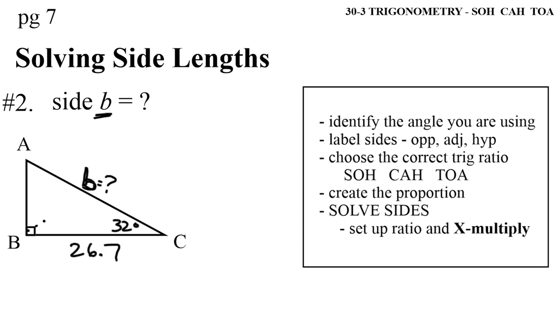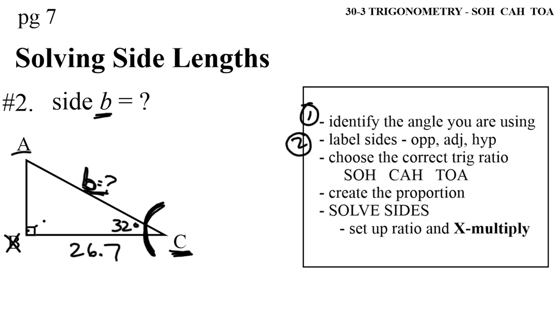Now, we still have to go through the same steps. However, little twist. Identify the angle you're using. Well, we never use angle B. So which angle should we use, C or A? Well, if we're trying to find B, we should definitely use the angle that we know. I want to use what I know to solve for what I don't know. So that's going to be our reference angle.